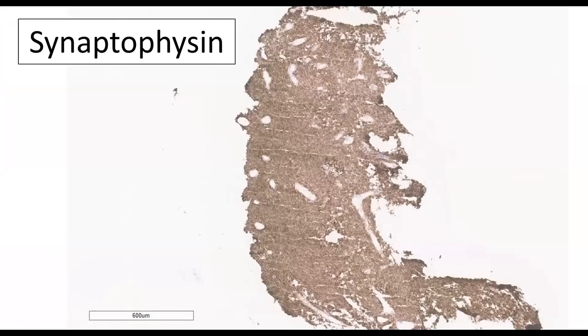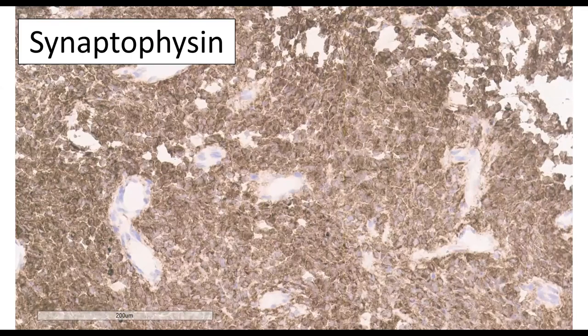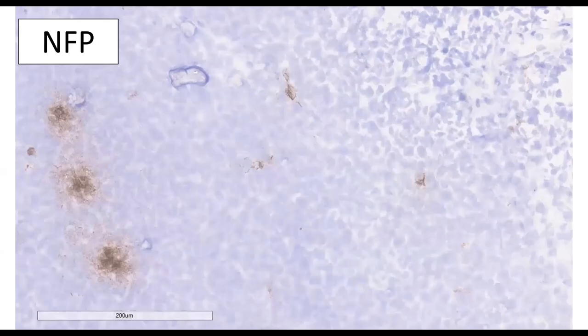Synaptophysin, 4+ positive. Look at that. Higher power, every single cell, with internal negative control of the blood vessels. Neurofilament protein, basically nada. There are a few little blotches there. What we're looking for is positivity in the cytoplasm of the tumor cell intimately surrounding the nucleus. That says that the tumor cell is expressing neurofilament proteins. It's actually a triplet. Everybody knows that's a triplet.